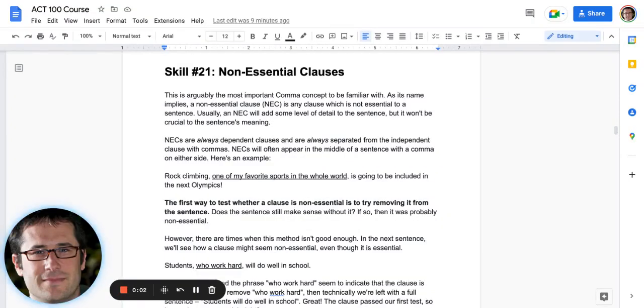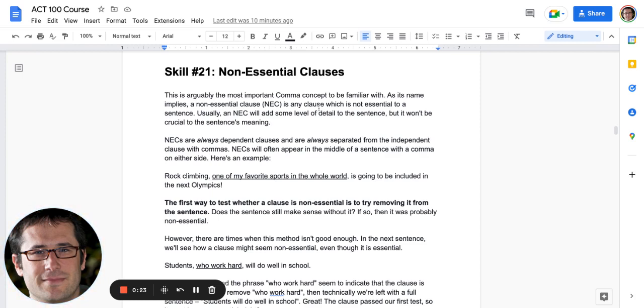Okay, skill 21, non-essential clauses. This is another comma thing, and this is going to be the last comma thing, but it's an important one because it comes up on two, three, maybe four questions per section where you just have to be able to notice, okay, this is a non-essential clause or this is essential or whatever it is.